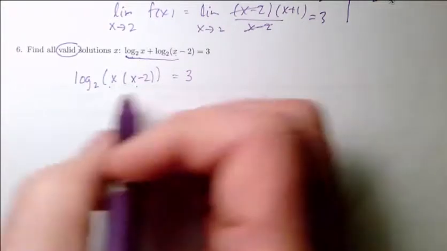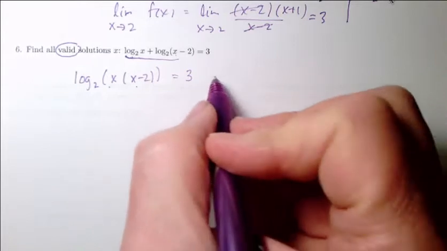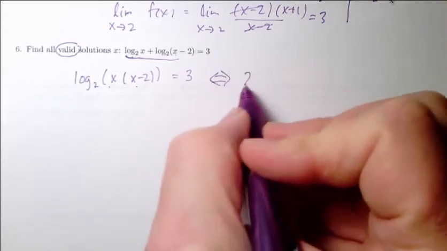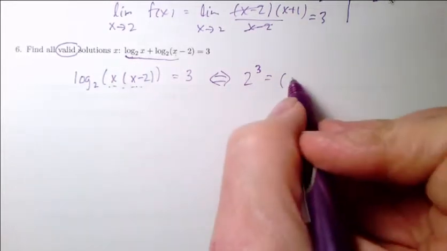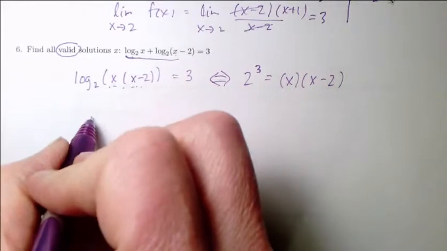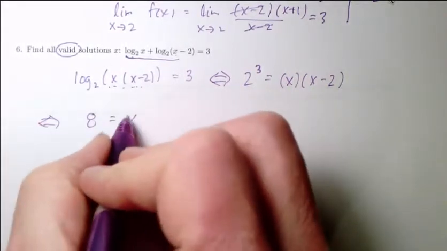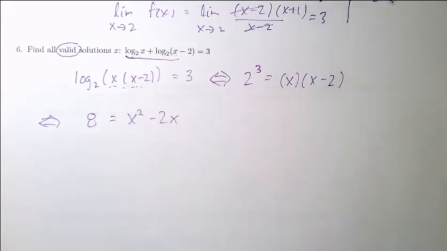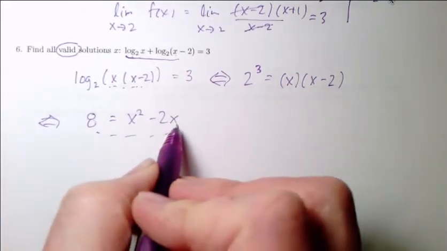Using the definition of logarithms, log base 2 of something equals 3 is the same thing as saying 2 cubed equals the inside here, or 8 is x squared minus 2x. It's a quadratic equation. The way we solve quadratic equations is to move everything to one side.